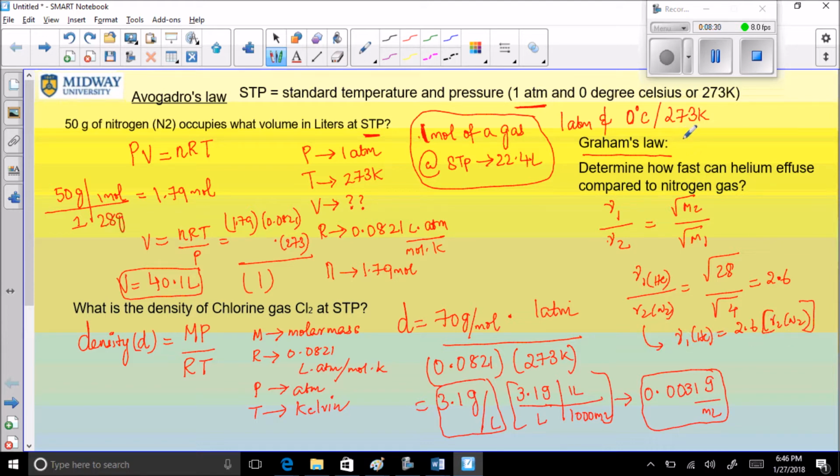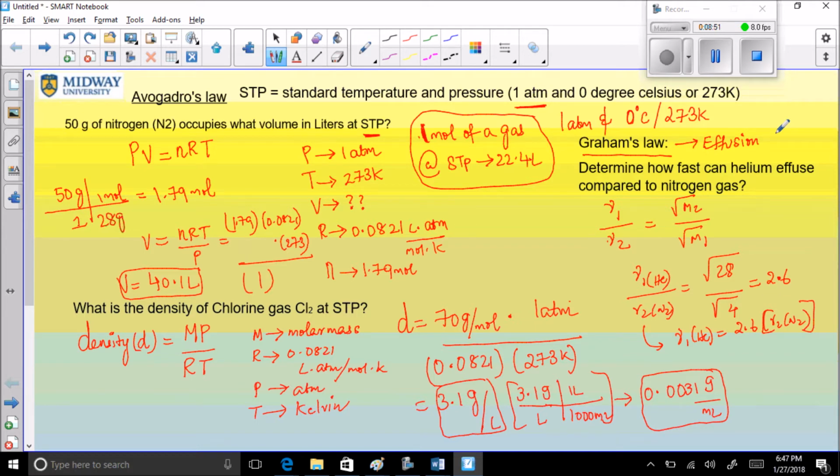So this is Graham's law, which primarily deals with effusion. Effusion is when you have a small hole in a balloon or bag or whatever container you're dealing with, and something has to expand from a smaller volume to a larger volume through a fine hole. That process is called effusion.